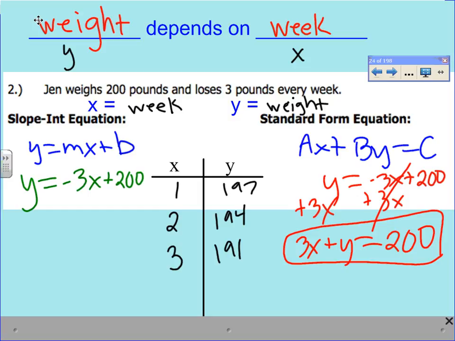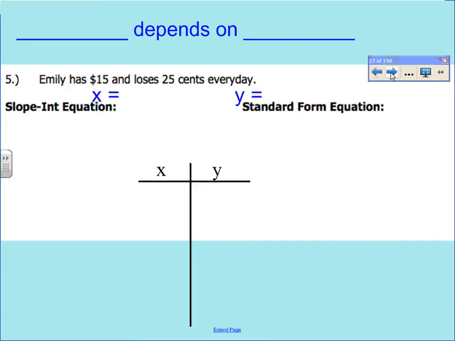Okay. I want you guys to go to number 5. I want you to try that one on your own, and then we're going to come back to the other 2. So go to 5 first. I want you to try that on your own, which means tell me what depends on what, tell me what the x and y are, make a table of 3 numbers, and then also both forms. So just do number 5, and then we're going to go back to the other ones.